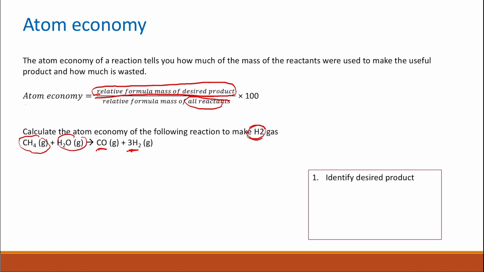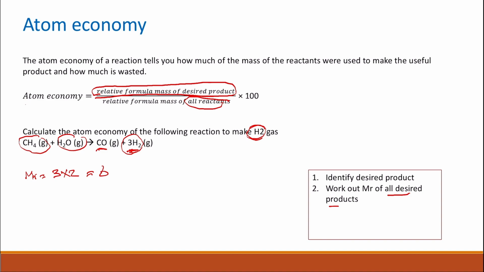So balancing your equation is very important when you calculate the atom economy. The second step is to work out the formula mass of all desired product. The desired product here is hydrogen, and we have three hydrogen molecules produced from this reaction. That means the Mr of all the desired products will equal 3 times 2, which is 3 molecules of H2, which has the relative atomic mass of 2. So the total is 6.